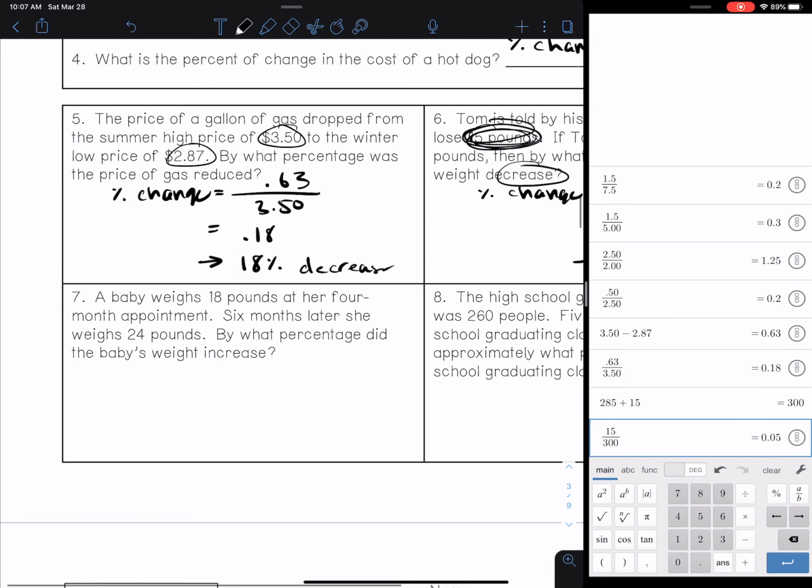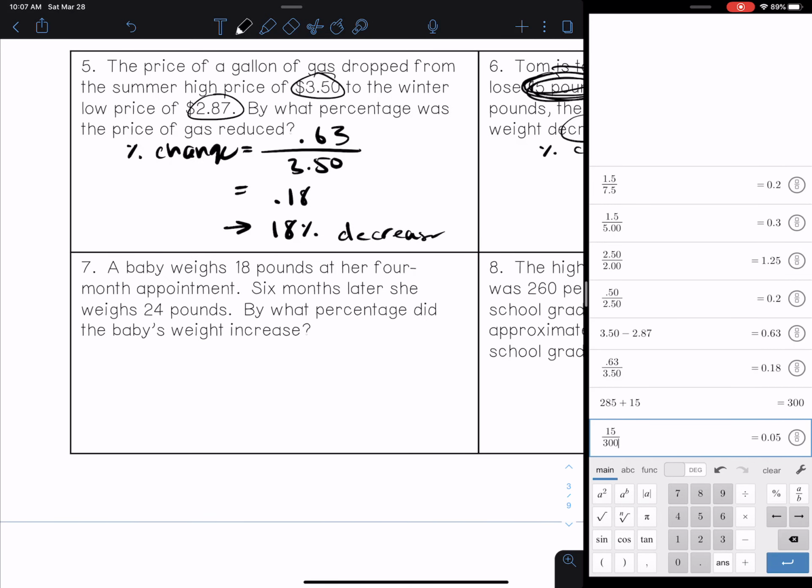All right. Number 7. A baby weighs 18 pounds at her 4-month appointment. 6 months later, she weighs 24 pounds. By what percentage did the baby's weight increase? Okay, so percent of change equals the change divided by the original. How much was the change? Well, 18 to 24. How much does that change by? 6. What's the original amount? Well, when she first went, she was 18 pounds. 6 divided by 18.